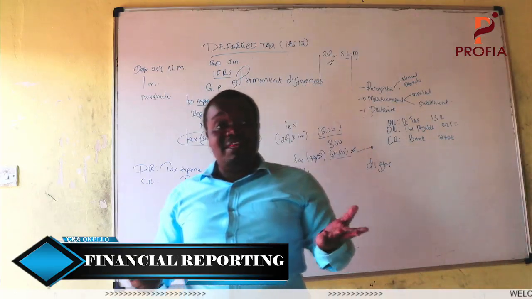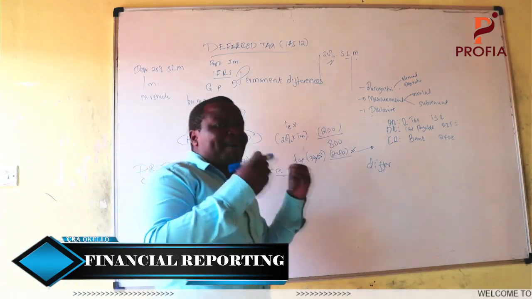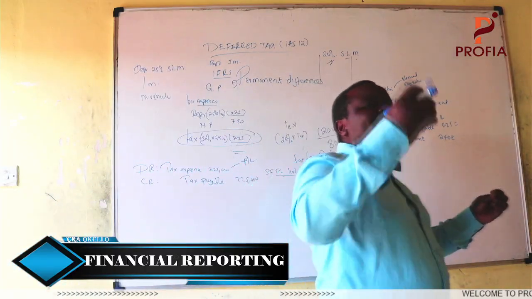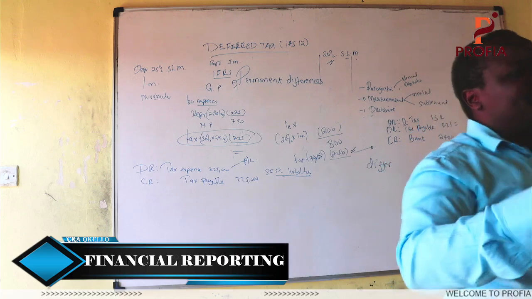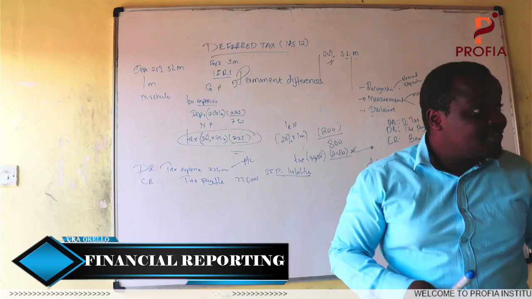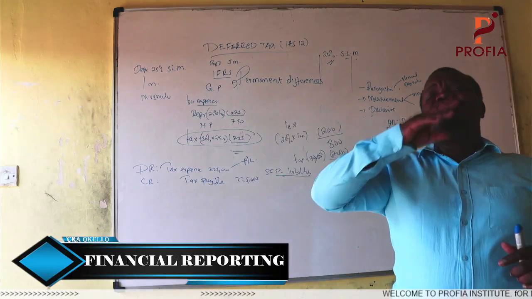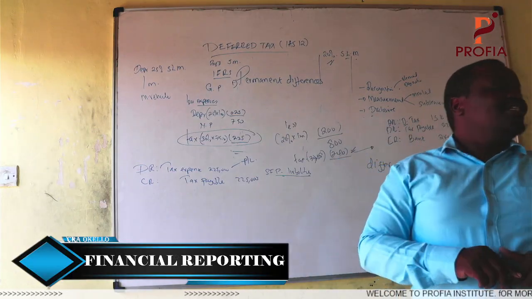So what does it mean then? It means that by the end of the day, this permanent difference will never give rise to a temporary difference. It will never give rise to deferred tax. Why? Because you will never recover that money in future. Those things will never change.